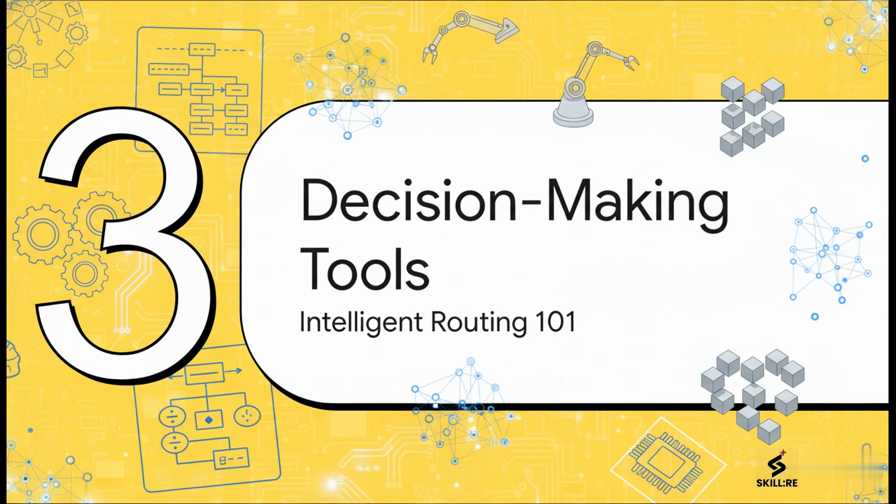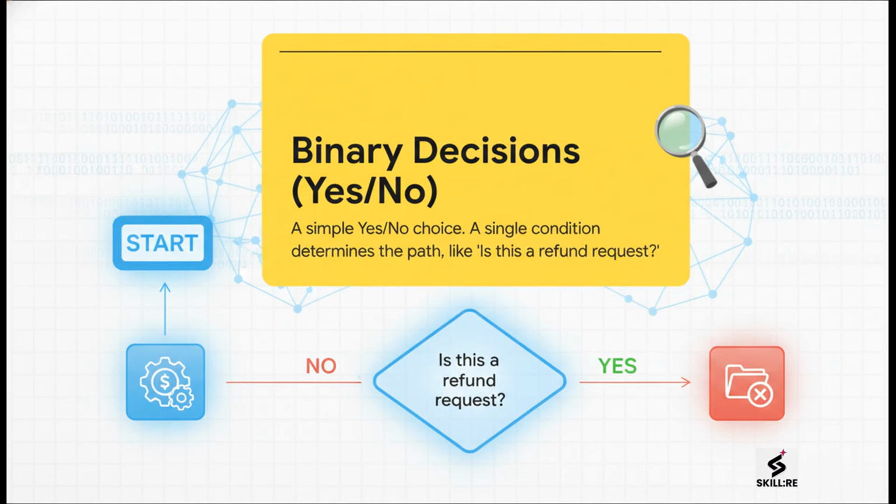Okay, so we've got our golden rule. Now, what are the actual tools we can use to build these clean, simple decision points? Let's break down the building blocks you'll be using. First up, the most basic tool in your toolbox, the binary decision. It's just a simple yes or no question. For example, is the user asking for a refund? If yes, go down path A. If no, path B. That's it.